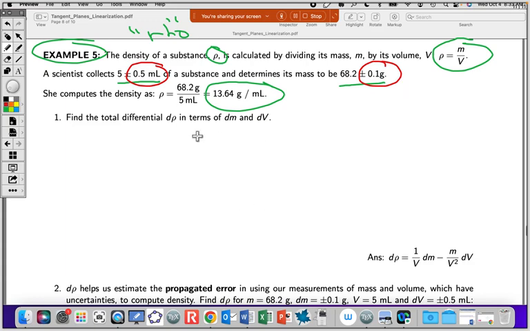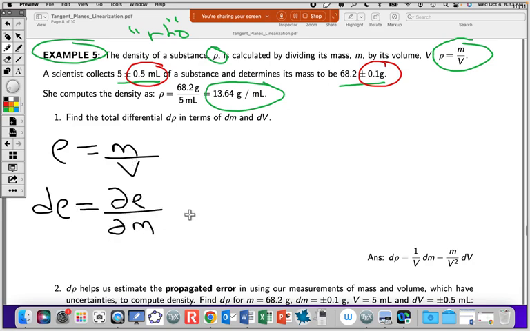So first off, we're asked to find the total differential d rho in terms of dm and dv. So we have rho is equal to m over v. And so d rho would be the partial derivative of rho with respect to m times dm plus the partial derivative of rho with respect to v dv. So this is how it would look like using Leibniz notation.